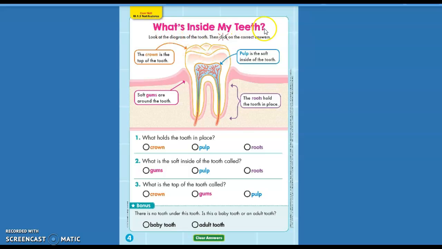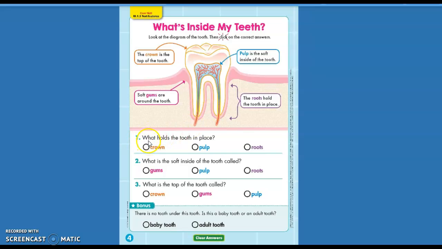What's inside my teeth? Look at the diagram of the tooth. Then click on the correct answers. Instead of clicking, you will just circle in the correct answers. The crown is the top of the tooth up here. Pulp is the soft inside of the tooth in here. Soft gums are around the tooth. Here they are. The roots hold the tooth in place down here.